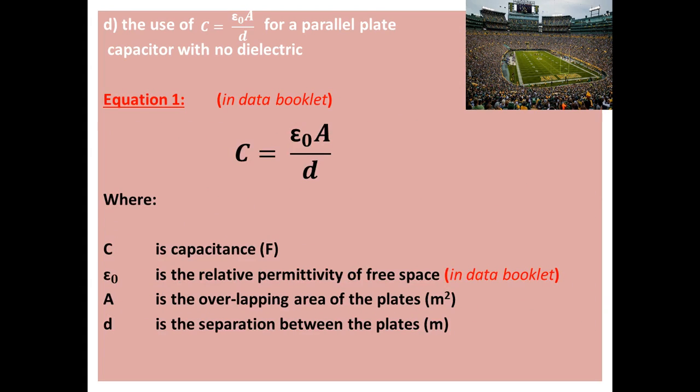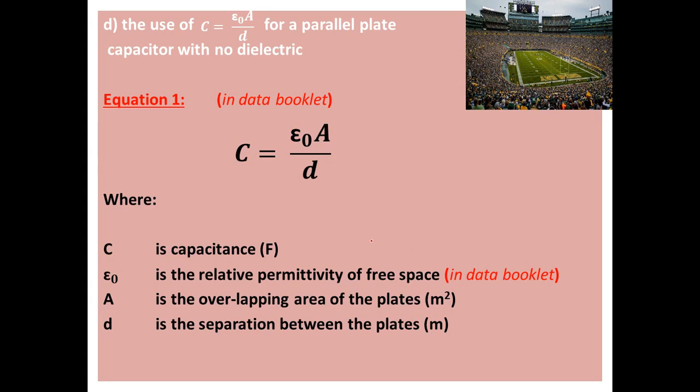So an equation is that the capacitance is equal to the relative permittivity of free space multiplied by the area, because those two things are directly proportional, and then divided by the distance or the separation between those plates.